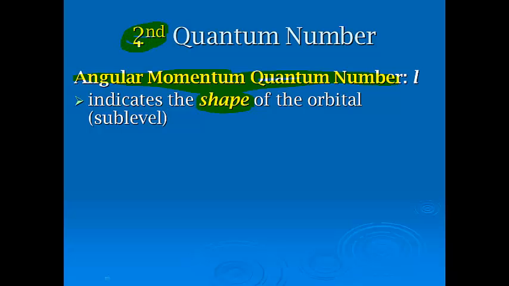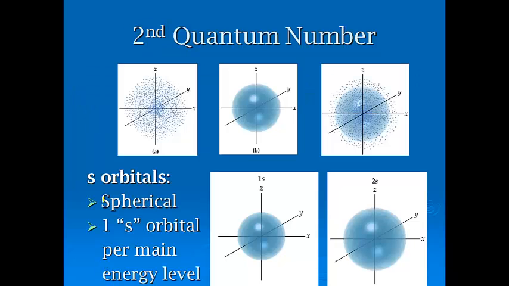I always remember the angular quantum number tells me the shape. I think angle, I think shape, and that's usually what makes the most sense in my head. There's going to be a few different shapes that we have to be familiar with. Really only two major ones, but there are four possible options here for shapes. The first one is S or spherical, and there is going to be one S orbital per main energy level.